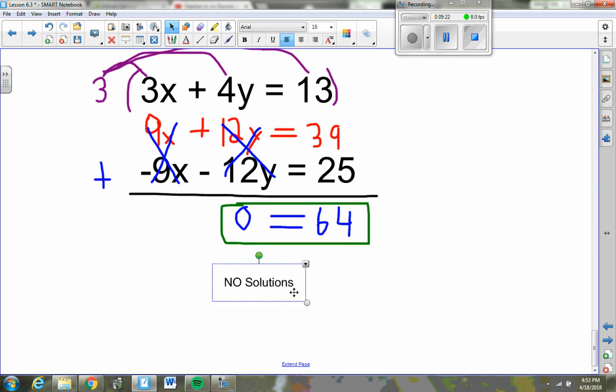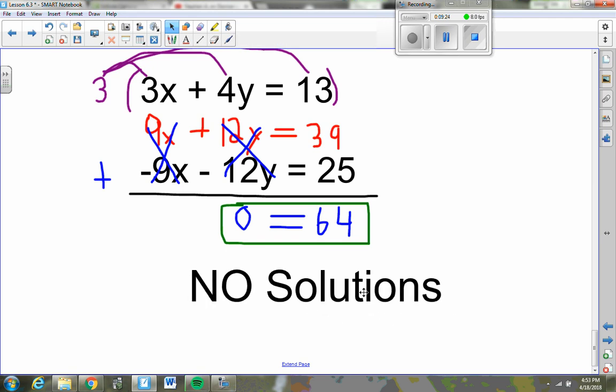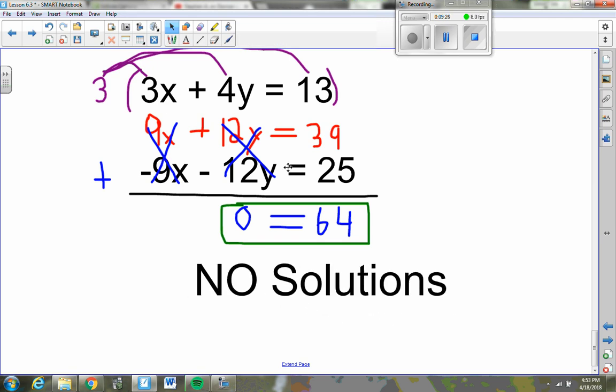Okay? So sometimes we have a system of equations where all the variables disappear, especially when we have to multiply one of the equations. And when that happens, you look at what's left and decide, is this a true statement? 0 equals 64. Not true, so we say no solutions. Right? If it is true, if it says 0 equals 0, for example, that's a true statement, then we'd say all solutions.